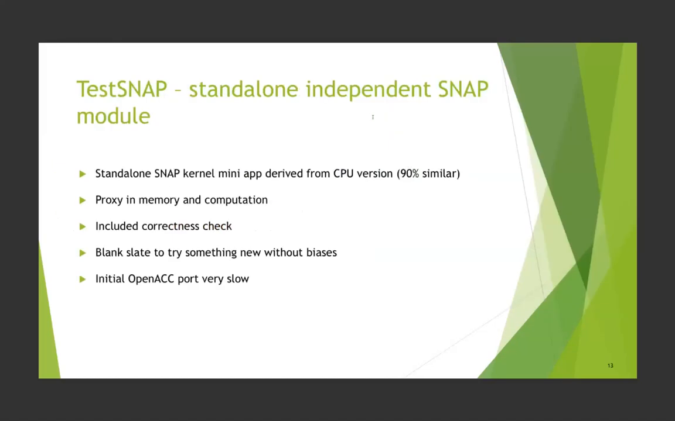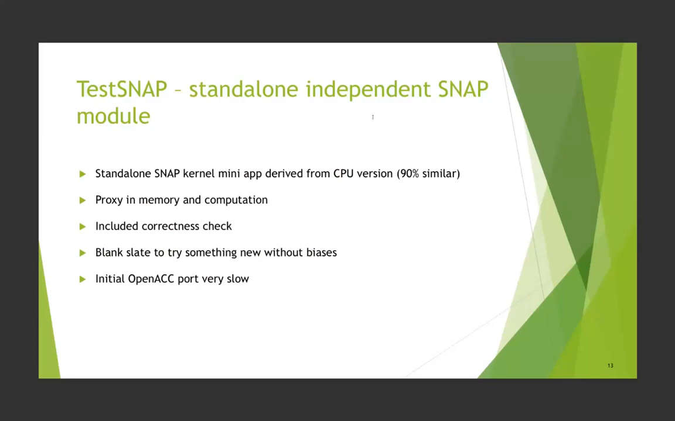Okay, and so as Aiden mentioned, he created a standalone MiniApp that was based on the snap kernel and based on the CPU version, the serial version of the snap kernel. It's a proxy in both memory and computation. It doesn't have any of the communication. It doesn't have the molecular dynamics time integrator or anything else like that. But nearly all of the flops and memory are in this kernel.